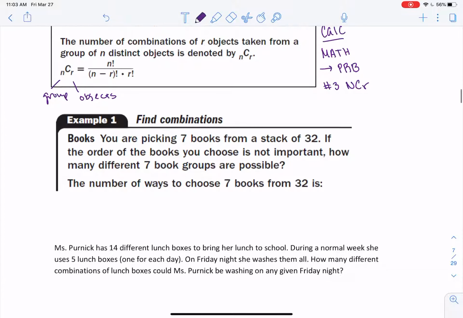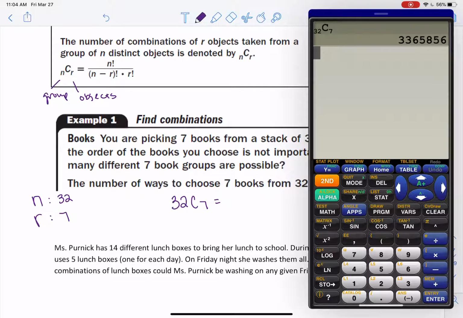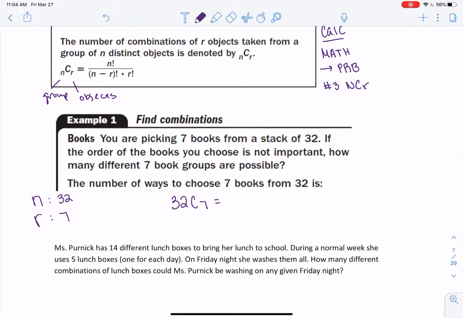So let's think about what our n is and what our r is. How many groups do we have? Well, we have 32 books, and we're trying to choose 7 of them. So we've got 32 choose 7. In my calculator, that is 3,365,856.